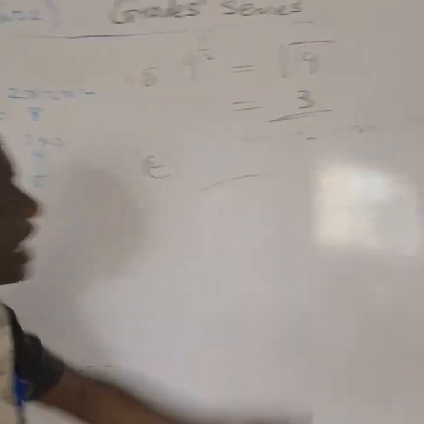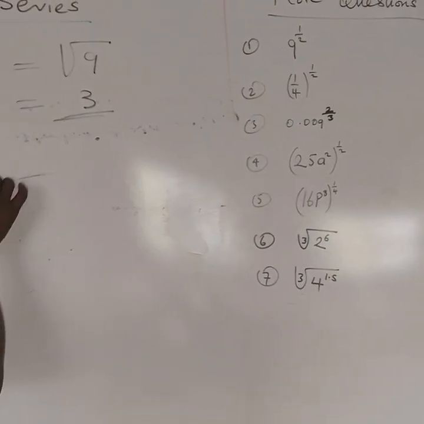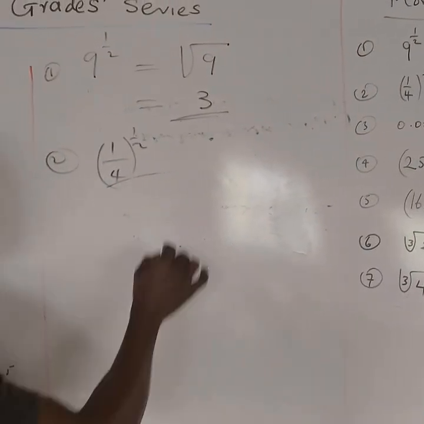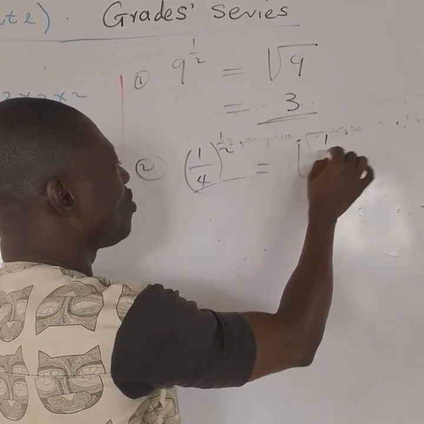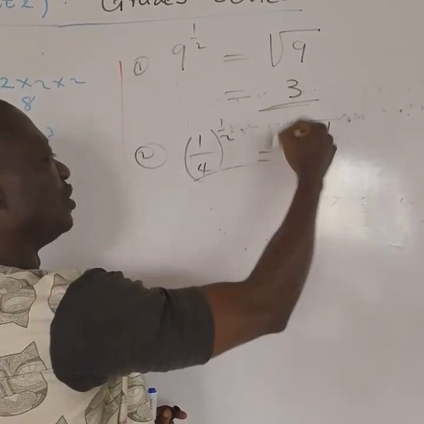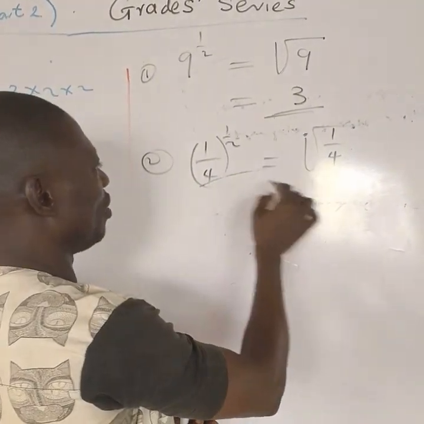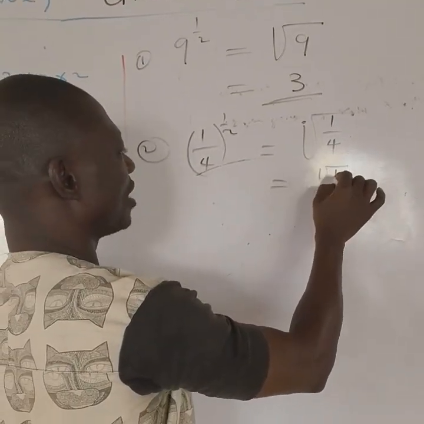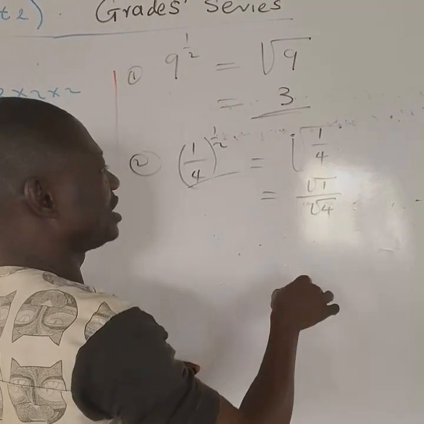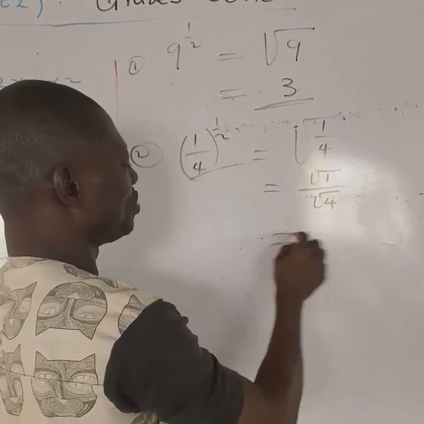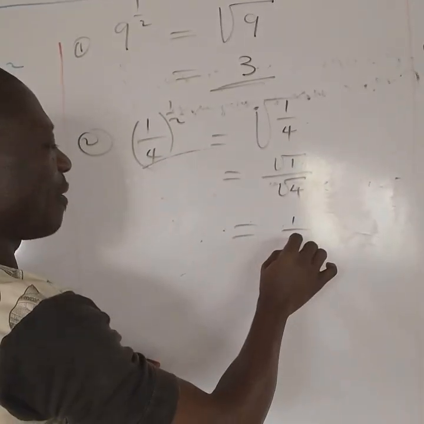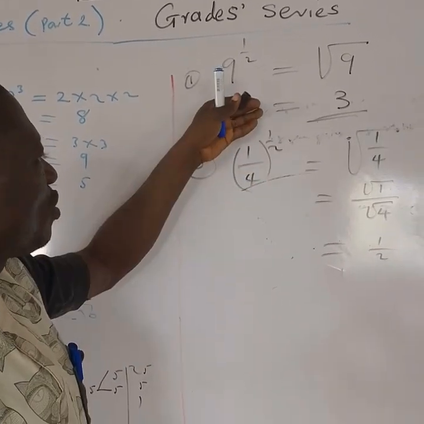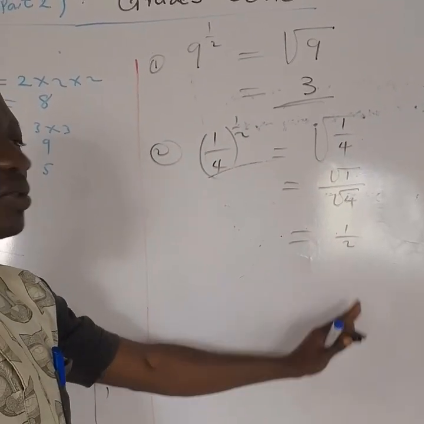Question number 2, under more questions. Here we have 1 over 4, all raised to power 1 over 2. This is the same thing as the square root of 1 over 4. In short, we don't need to say raised to any power because the numerator here is 1. And so we are going to have the square root of 1 over the square root of 4. This is a fraction. That means the square root of 1 is 1 and the square root of 4 is 2. Therefore, 1 over 4 raised to the power 1 over 2 is 1 over 2.